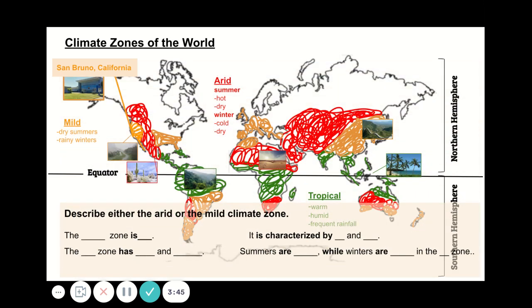So your next Think, Pair, Share discussion is to describe either the arid or the mild climate zone. You might say the mild zone is, or the arid zone has, it is characterized by, or summers are, while winters are in the. If you need more time, go ahead and press pause.